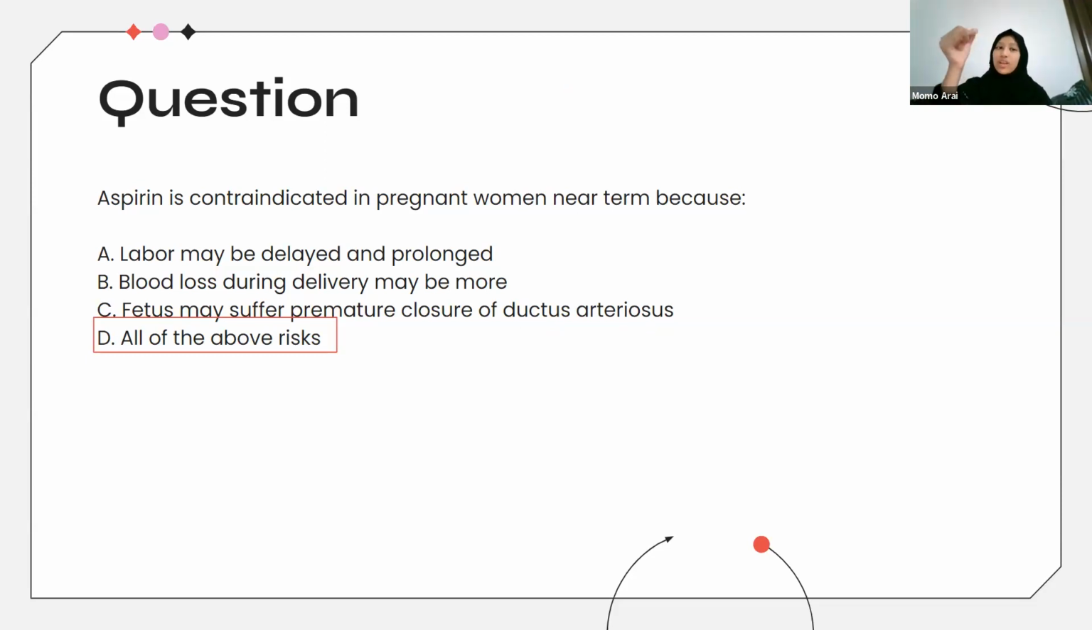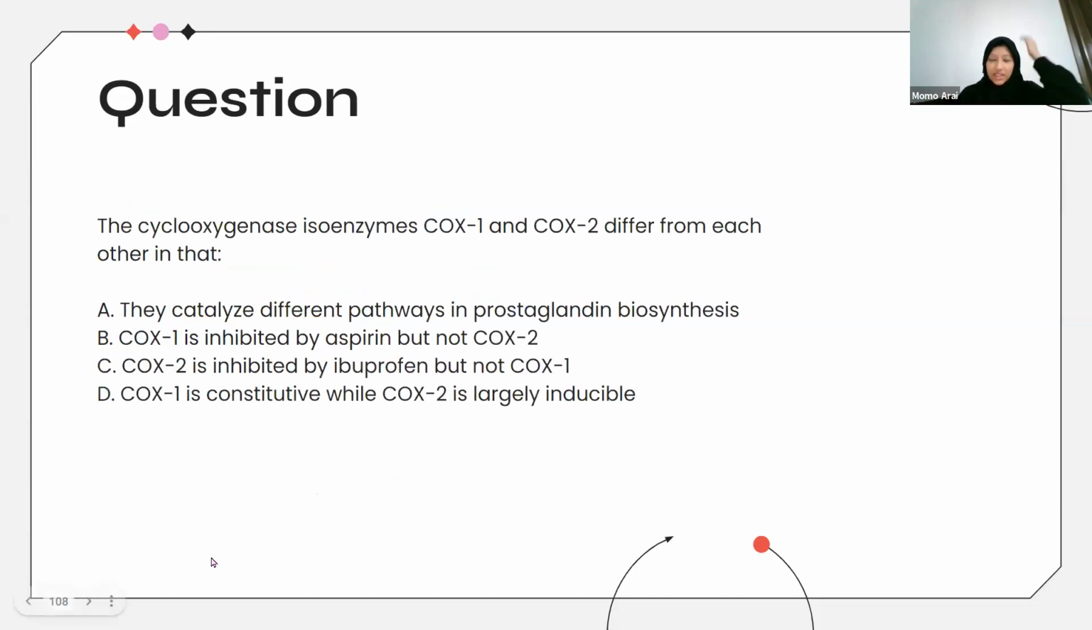It keeps it open. If you're inhibiting prostaglandin with enzyme inhibitors like aspirin and so on, COX-1, COX-2, the ductus arteriosus closes earlier than it's supposed to, okay? Does this make sense? So basically prostaglandin affects all of this and you're blocking that effect. Okay, good. Now let's go to the next one.